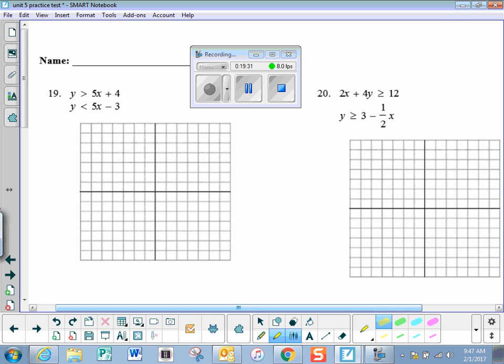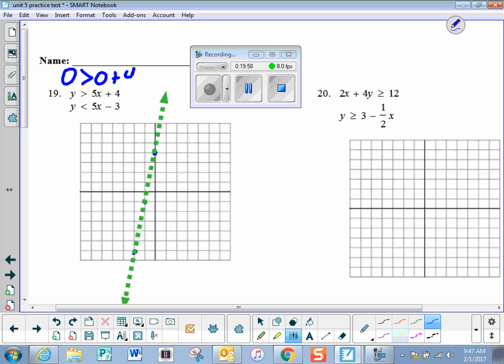So here we're going to start at 4. I can't go 5 and 1, but I can go negative 5, negative 1, negative 5, negative 1. This is going to be a dashed line. So I'll just go with that one right there. Okay. Does 0, 0 work? Let's go blue here, is 0 greater than 0 plus 4? No, so I'm going to shade away from 0, 0.